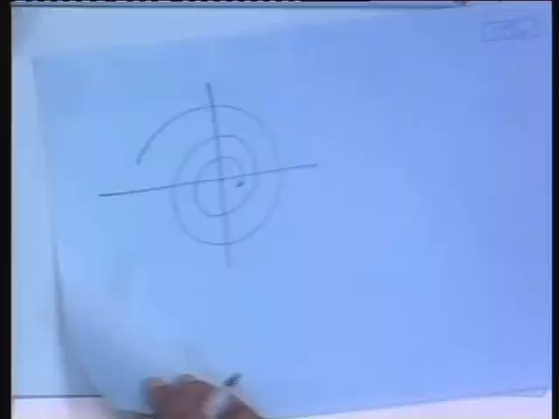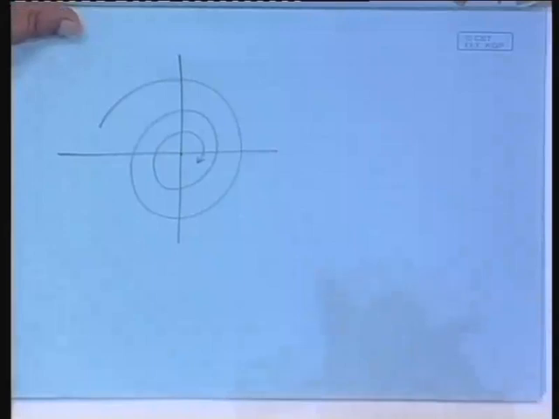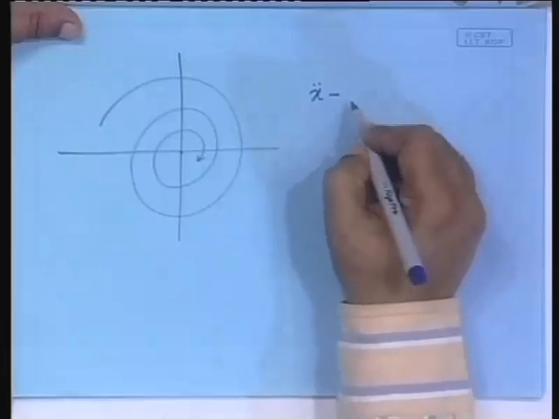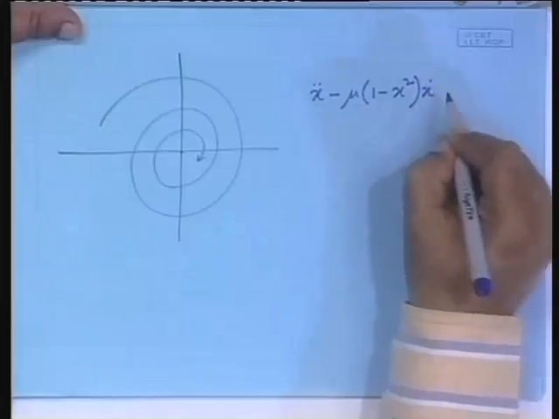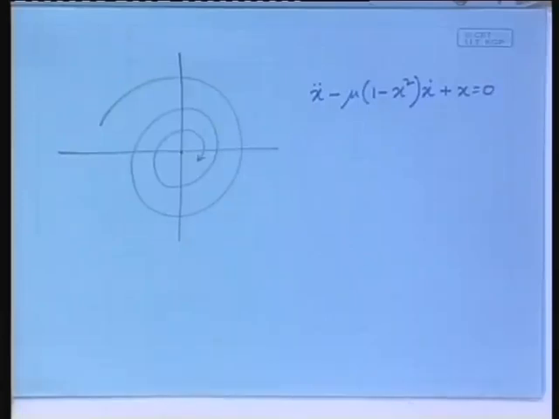Okay, now where were we? We were talking about the situation where you have an incoming spiral orbit. If you have an incoming spiral orbit, let's take a system where it will happen really. x double dot minus mu (1 minus x square) x dot plus x is equal to 0. Can you calculate the behavior of the system? With the tools that you have learned, you should be able to.